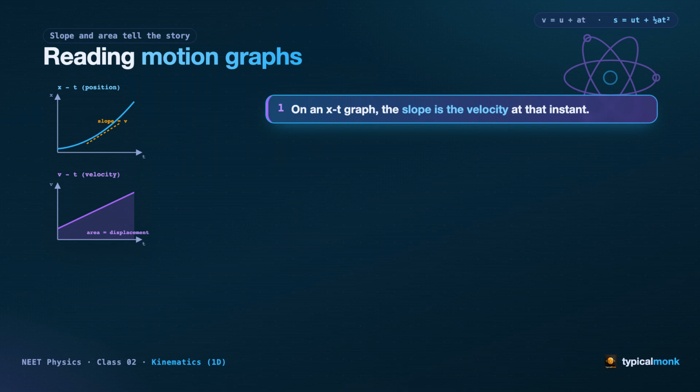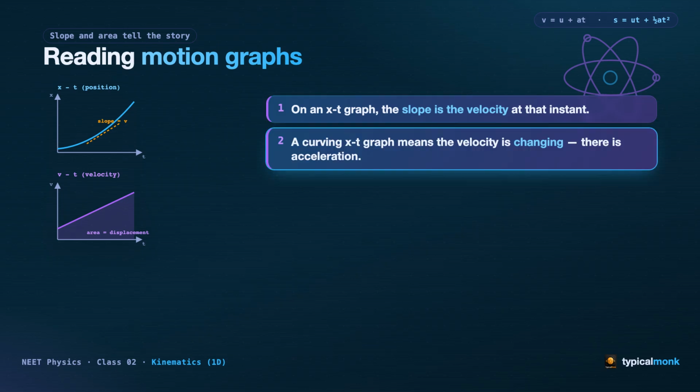Now look at these two graphs carefully, because a physicist reads motion far more than she calculates it. On the upper graph, position against time, the slope at any point is the velocity there. A steep slope means fast, a gentle slope means slow. Read the slope, and you've read the speed. Notice this position time curve bends upward, and a curving line means the slope is changing, so the velocity is changing. A curved position time graph is the signature of acceleration.